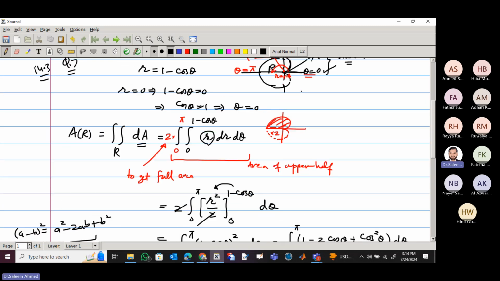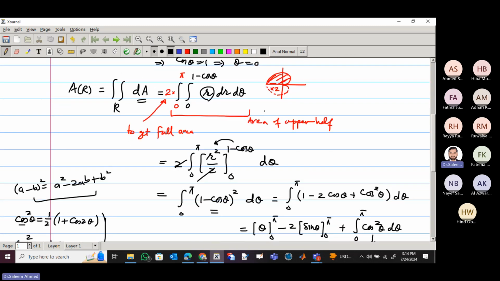Okay. So when we ask you the area, you have to use this formula only. This is the formula for the area. If it is polar coordinates, I will go with r and theta. If they are xy coordinates, I will go with x and y.